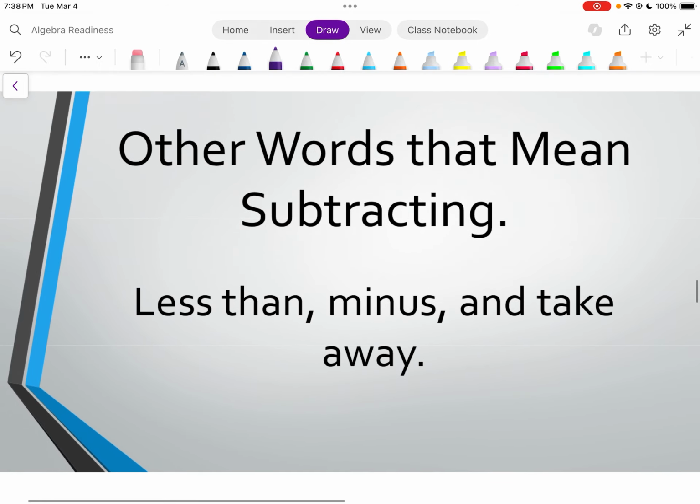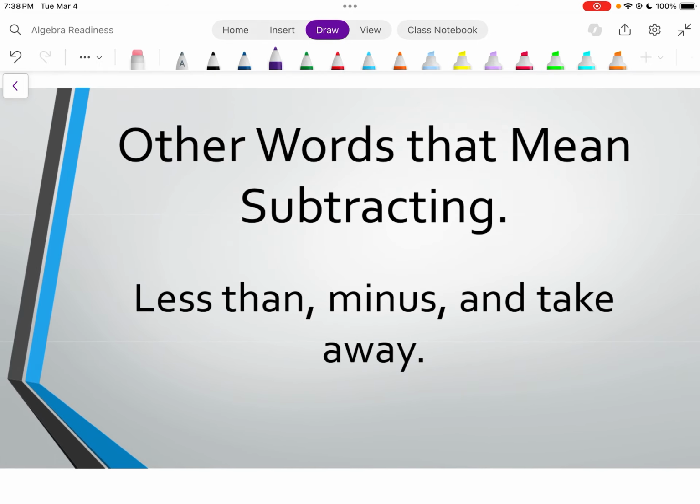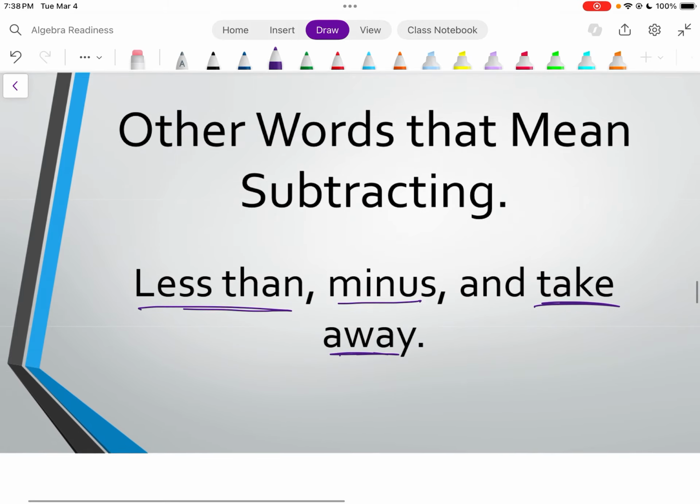Good. Some other words that we might use when we're talking about subtraction are less than, minus, and take away. All of these are other phrases that we might use for subtracting.